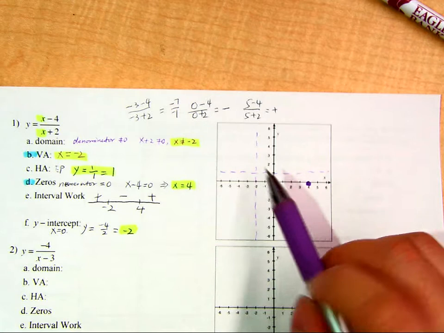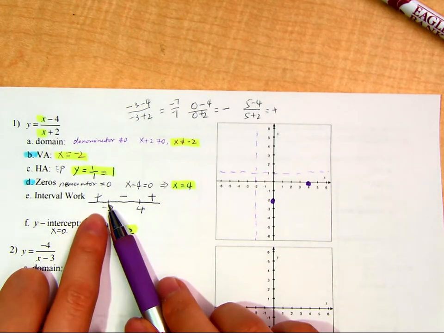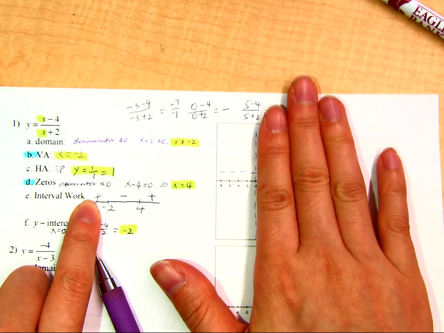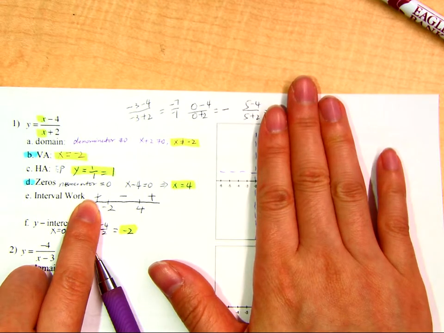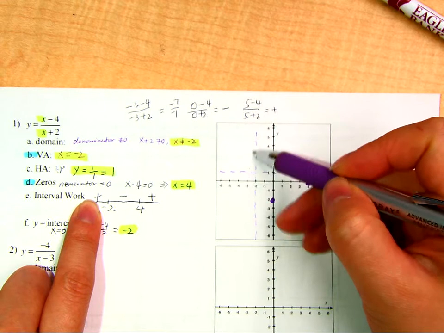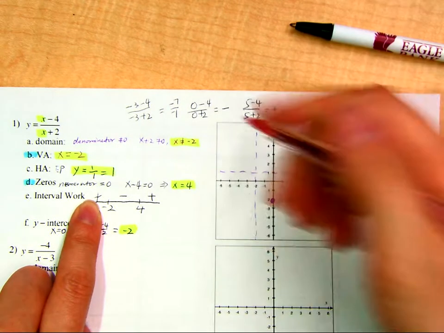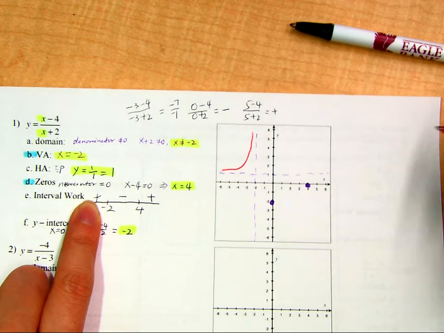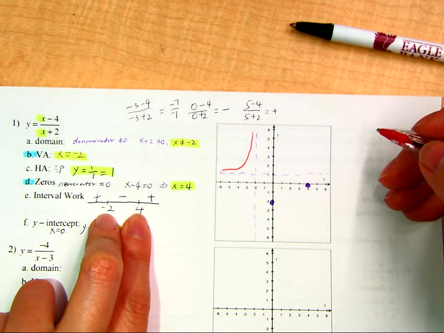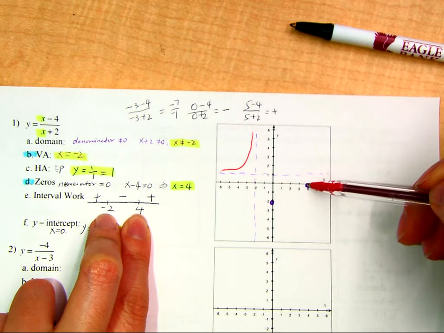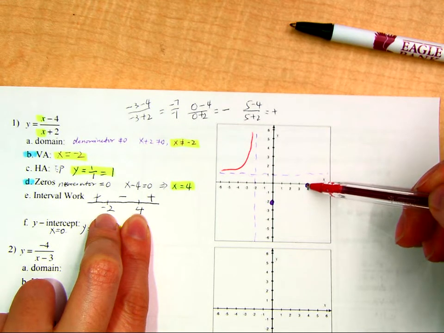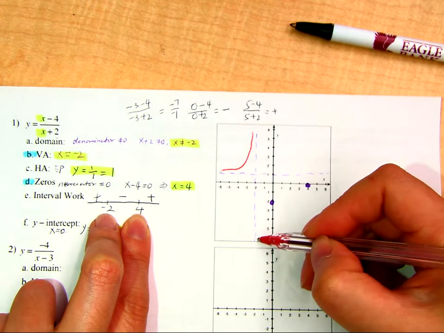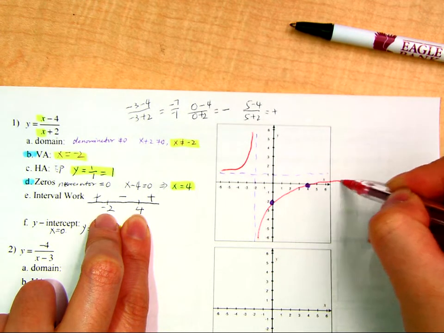Okay. And now let's look at the interval work. Before -2, the y value is positive. So before -2, the y value will be above the x-axis, bounded by these two lines. That's why your graph can go this way. And then between -2 and 4, the graph will be below the x-axis and bounded by these two lines, crossing these 2 points. So the only possible graph will look like this.